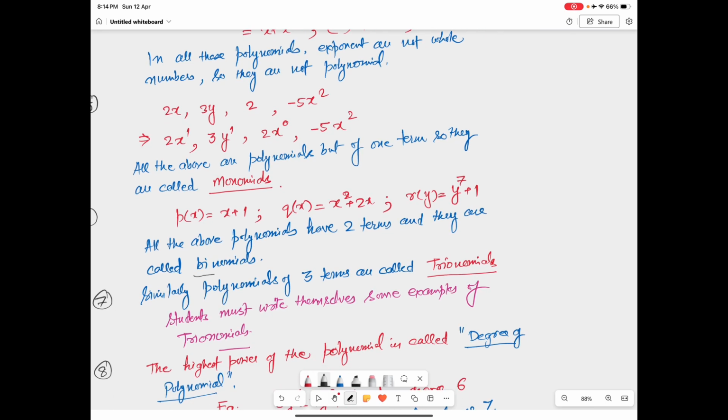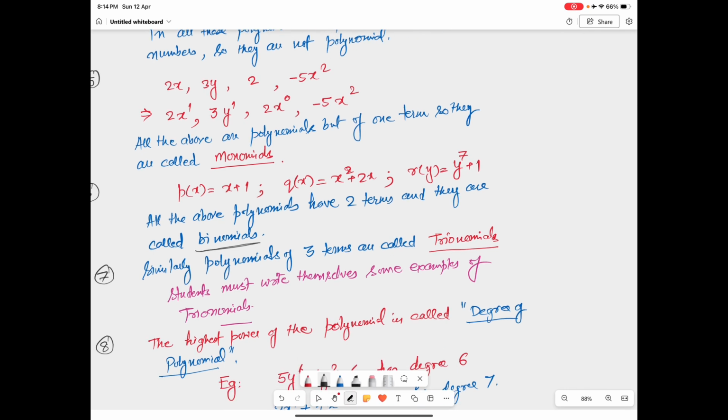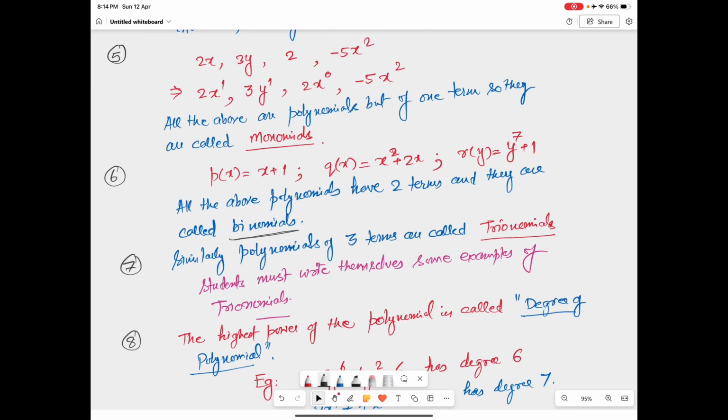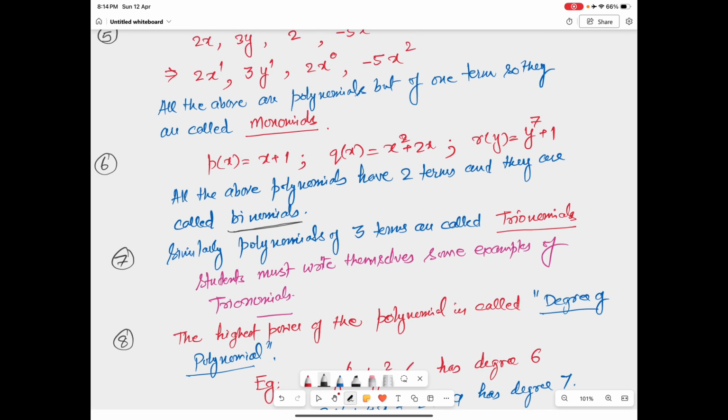These are called binomials. Now the next point is, if there are three terms, then we call them trinomials. So students, you should all try to write polynomials with three terms.